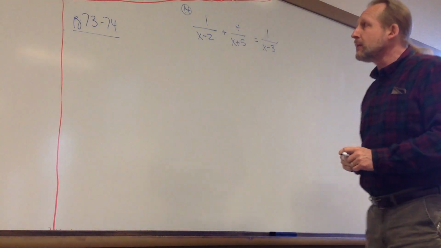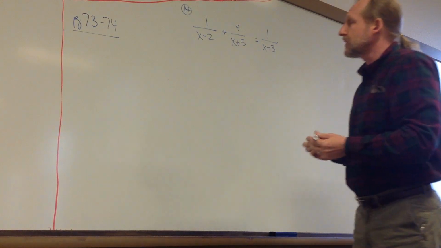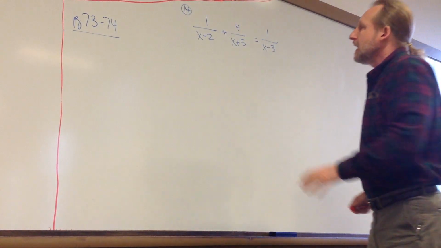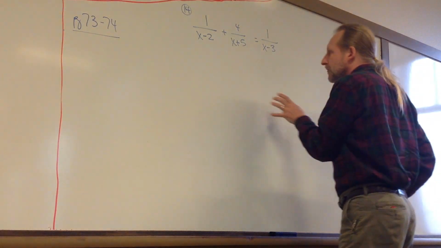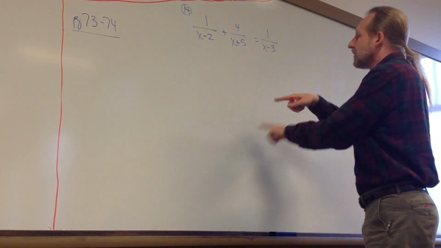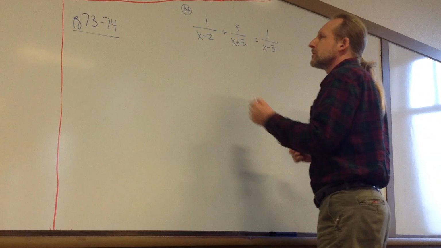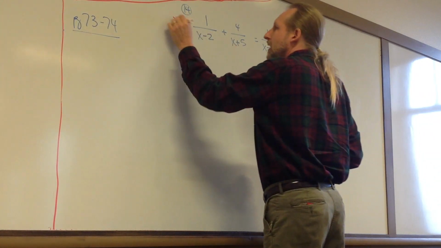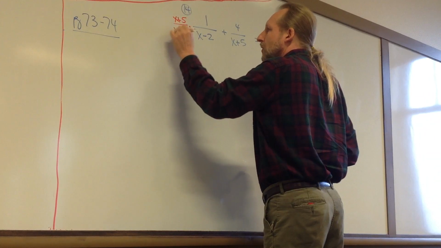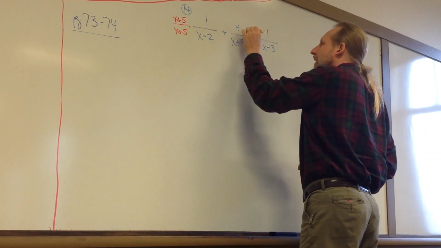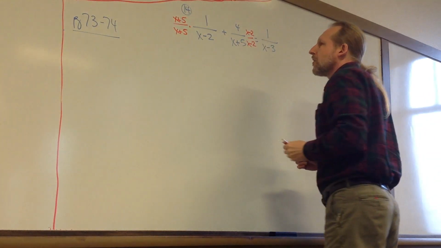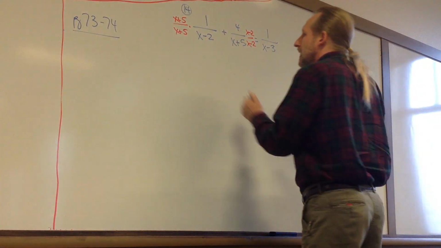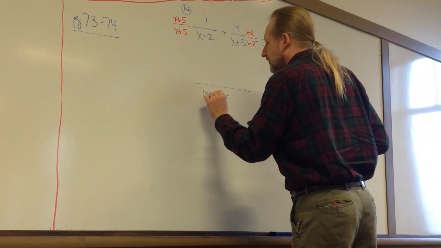So what we're going to do here is add these fractions together, which means we have to make a common denominator. All right? And then we'll have a single fraction over here, a single fraction over here, and we can cross multiply. So let's go ahead and do that. To make a common denominator, these are both prime, and so we just multiply each one by the other. So our common denominator is going to be x plus 5 times x minus 2.